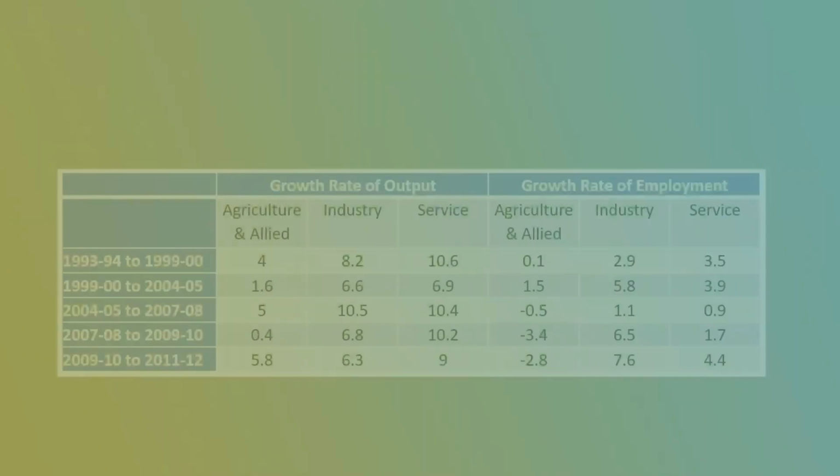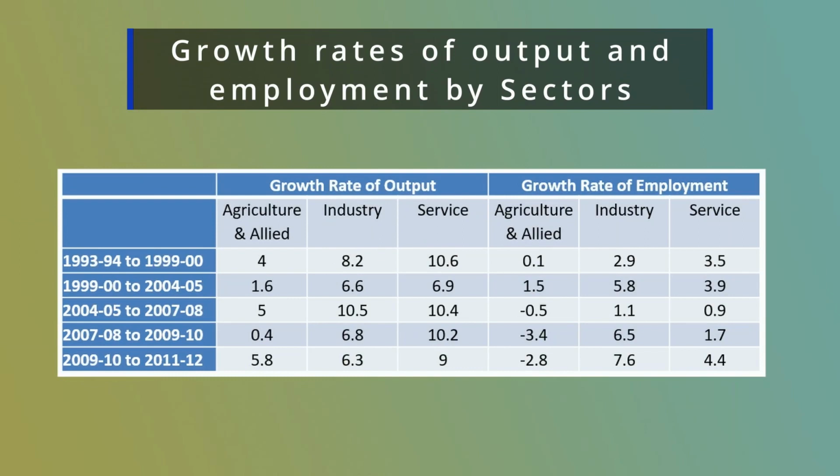Now we come to section 5, which describes the trend of the growth rate of output and growth rate of employment across three broad sectors of the economy, that is across the agriculture and allied sector, the industry sector, and the service sector. If we consider the growth rate of GDP across these three sectors, then it is observed that the growth rate of GDP was relatively low in the agriculture sector compared to the industry and service sector.